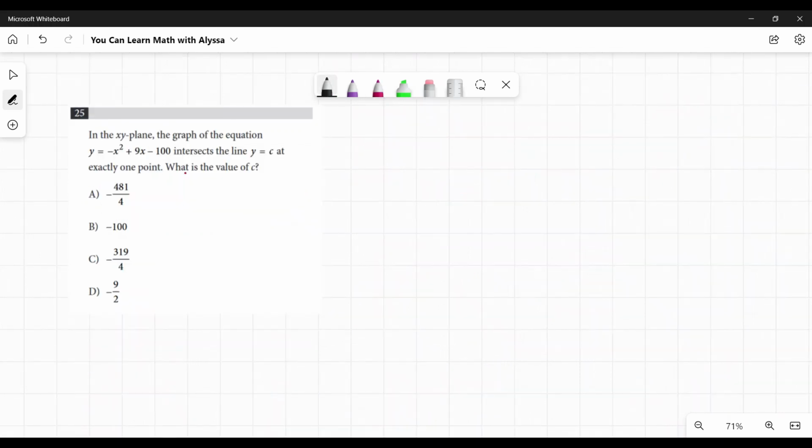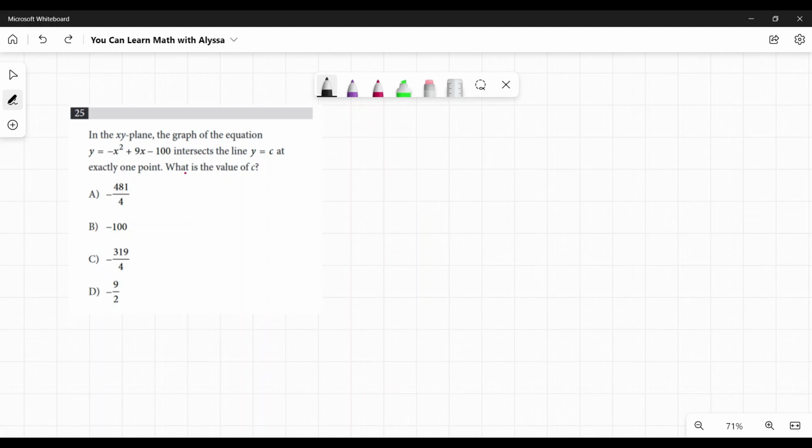Number 25. In the xy plane, the graph of the equation y equals negative x squared plus 9x minus 100 intersects the line y equals c at exactly 1 point. What is the value of c? This is not super easy, but there is something that, if you realize it, is going to make it way easier.